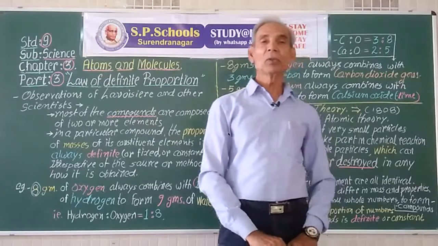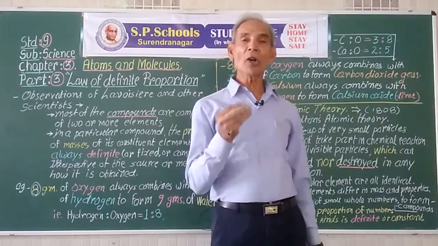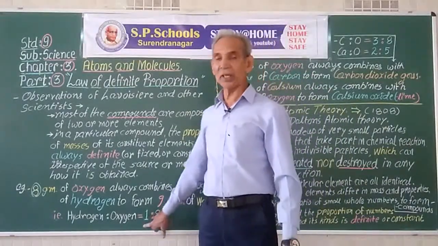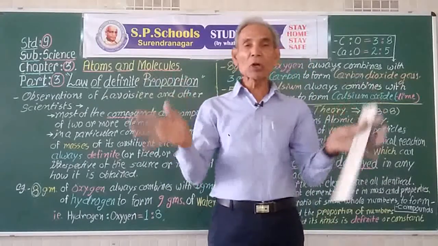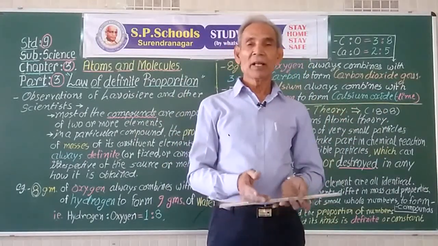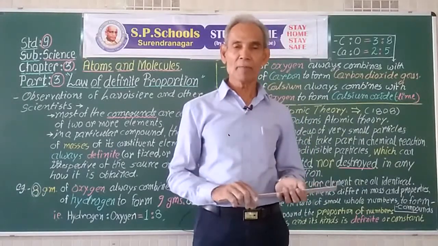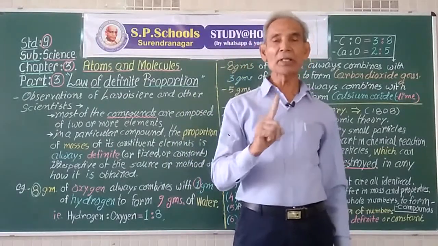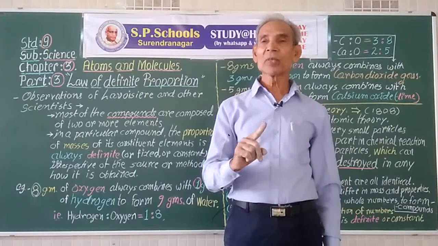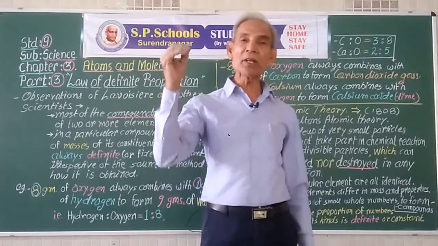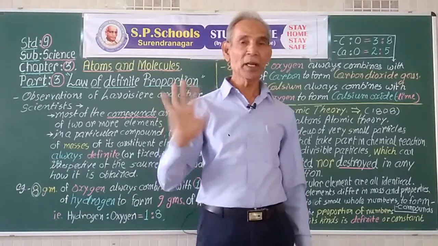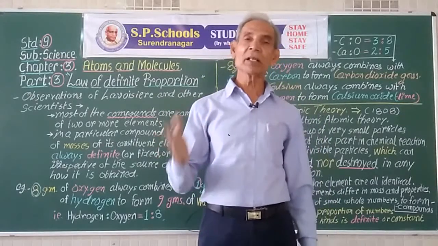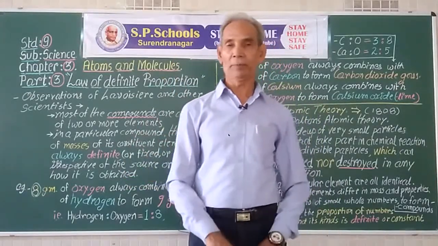Suppose you have a little more oxygen. Say you have 10 grams of oxygen and 1 gram of hydrogen in a closed vessel. Let them combine by some method. Then you will see that 1 gram of hydrogen combines with 8 grams of oxygen, and the excess oxygen remains uncombined. It doesn't combine in any proportion. Whatever is in excess is left over.